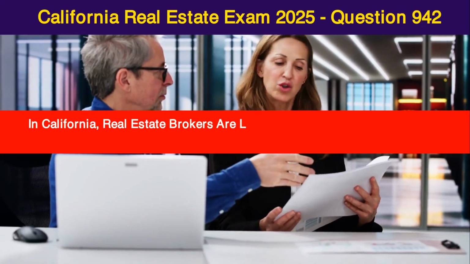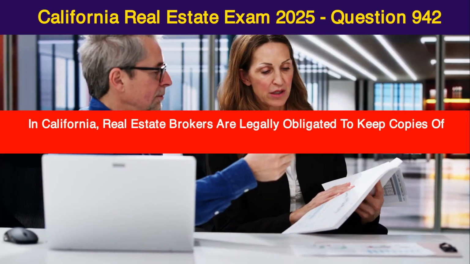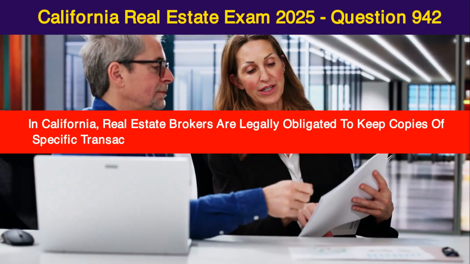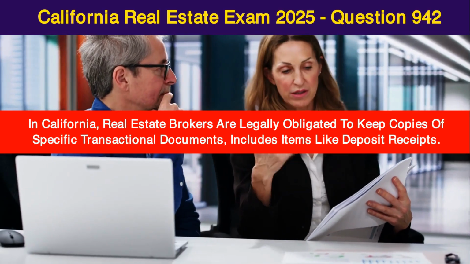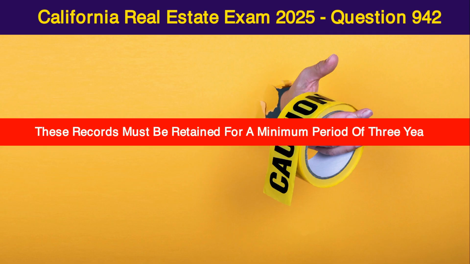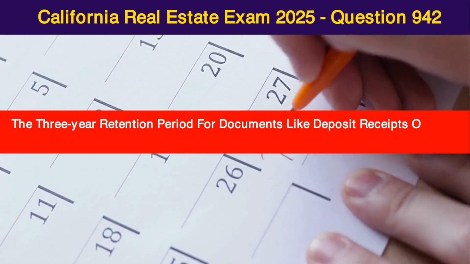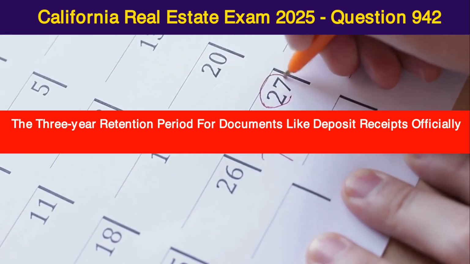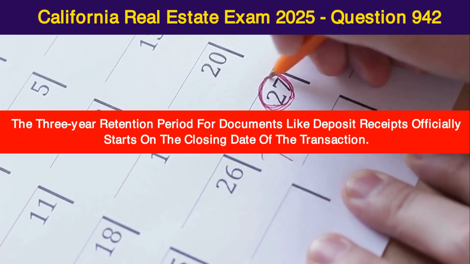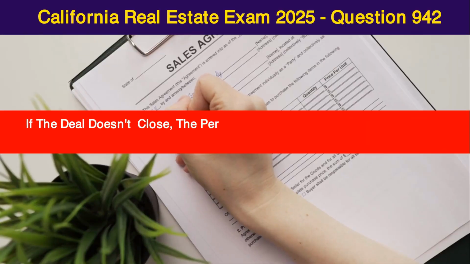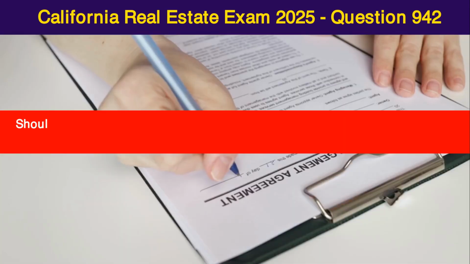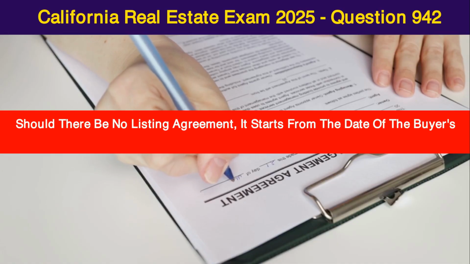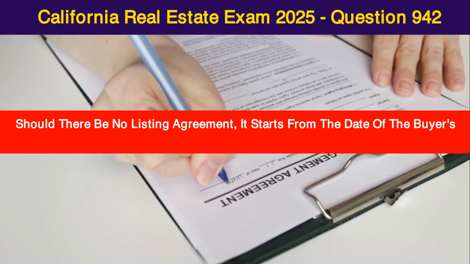In California, real estate brokers are legally obligated to keep copies of specific transactional documents, including items like deposit receipts. These records must be retained for a minimum period of 3 years. The 3-year retention period officially starts on the closing date of the transaction. If the deal doesn't close, the period begins from the date of the listing agreement. Should there be no listing agreement, it starts from the date of the buyer's offer.